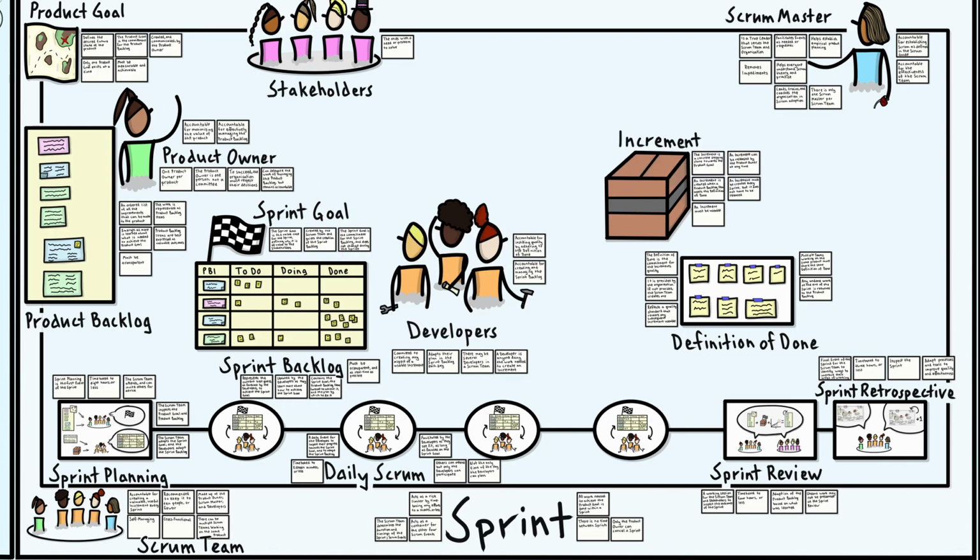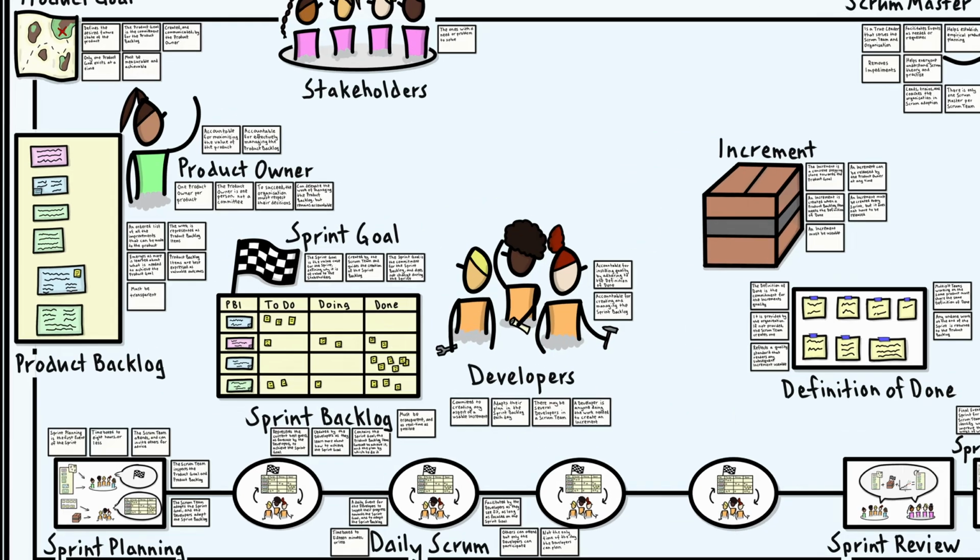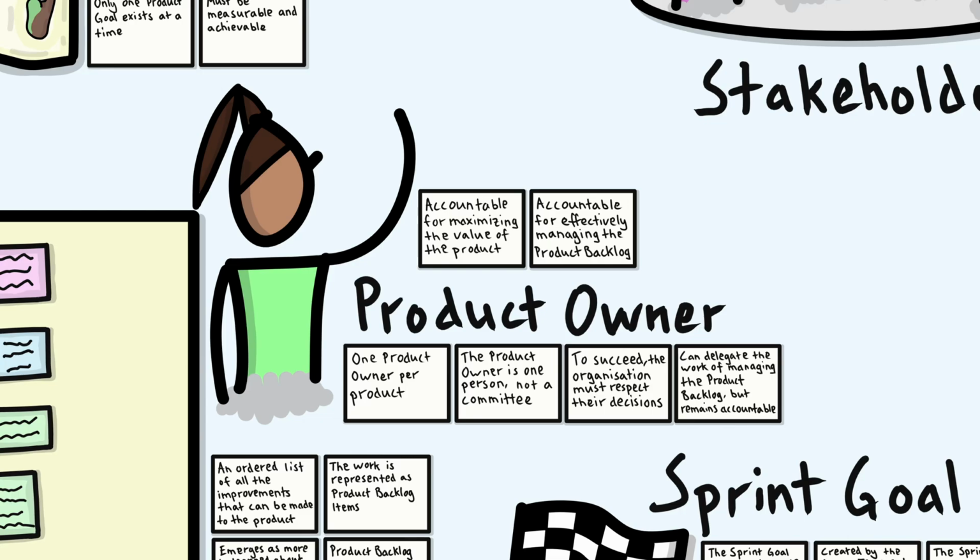So let's begin with the 3 accountabilities, or as you may know them, roles, as they were called in previous versions of the Scrum Guide. Meet the product owner. The product owner is accountable for maximizing the value of the product resulting from the work of the Scrum team, and is also accountable for the effective management of the product backlog. The product owner is only ever one person, not a committee, and there's only one product owner per product. Whilst they are accountable for effectively managing the product backlog, they may delegate the responsibility of doing it to others, and for them to succeed, their decisions must be respected by the organization.